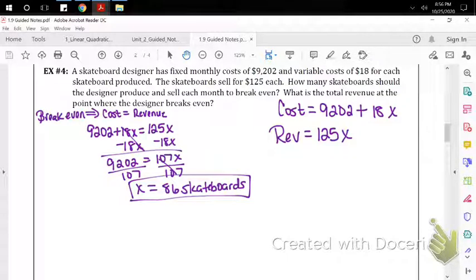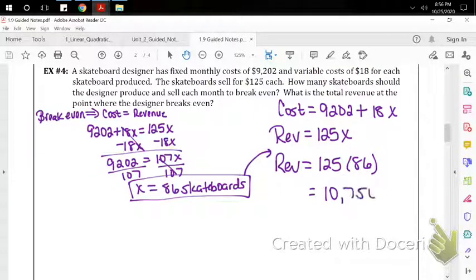Now, it says, what is the total revenue at the point where the designer breaks even? Well, then we're going to take that and plug it into our revenue. So our revenue is equal to 125 times that 86. And so that's going to be $10,750.